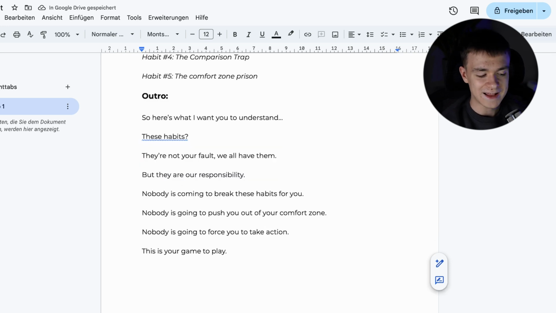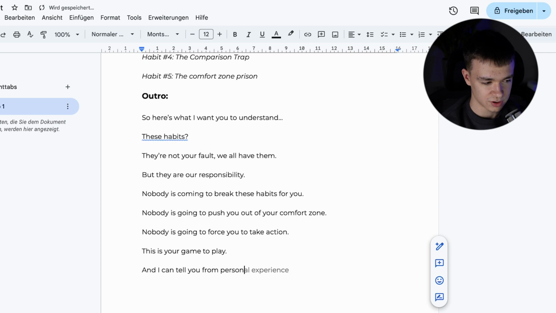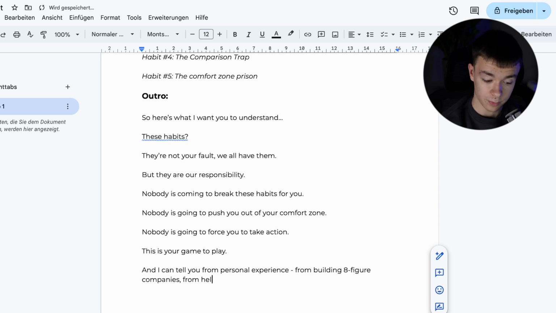And now we continue this and underline this saying by giving out more proof and making it more relatable, and making the creator again look like the authority and speaking from experience. And we just tell, and I can tell you from personal experience from building 8-figure companies, from helping thousands of entrepreneurs break through these habits.